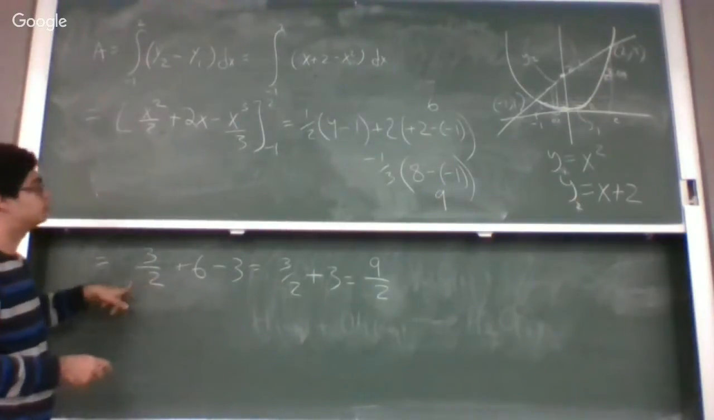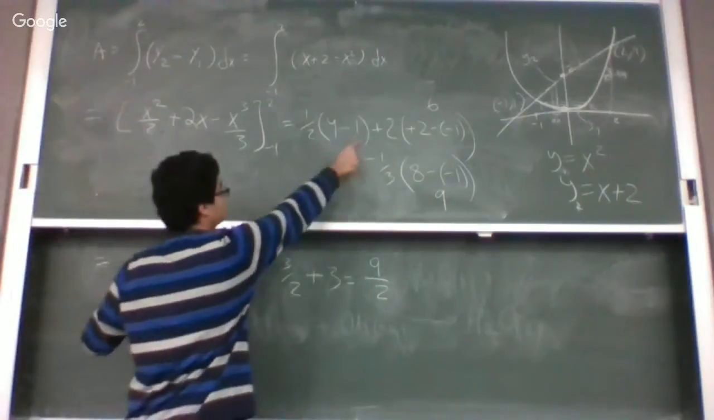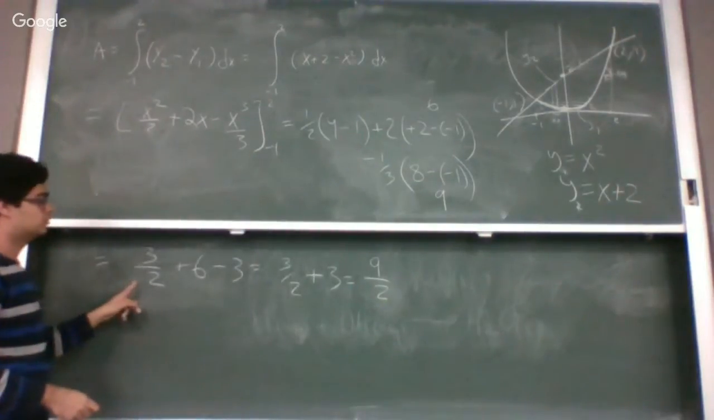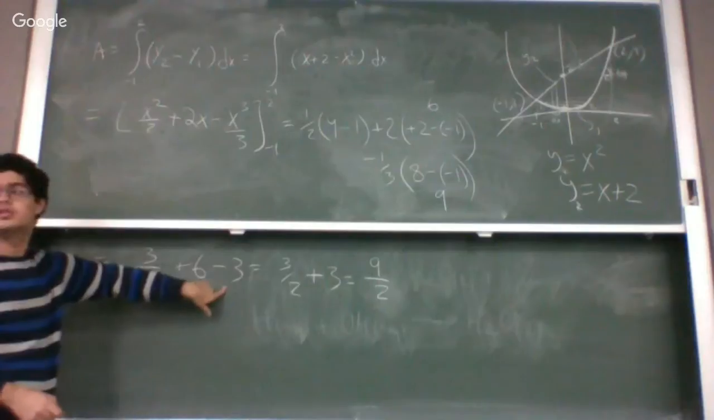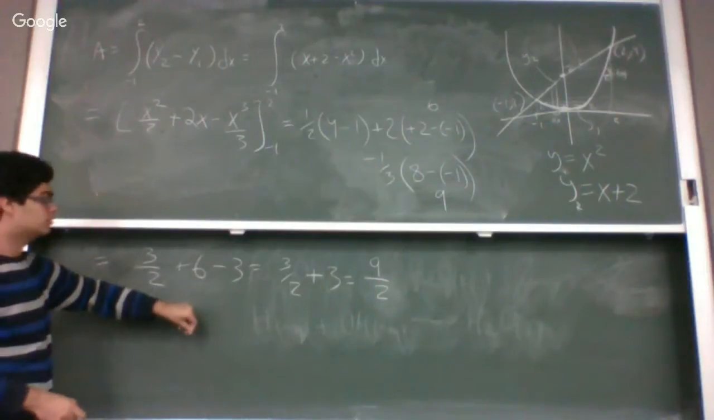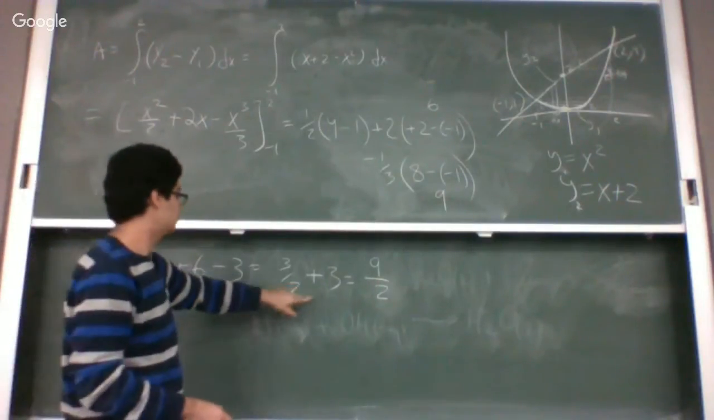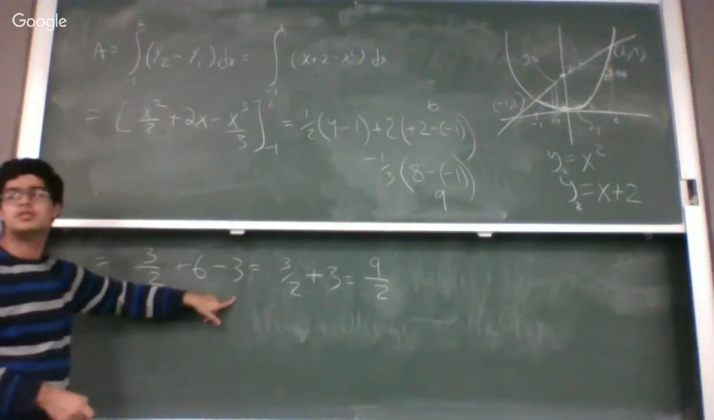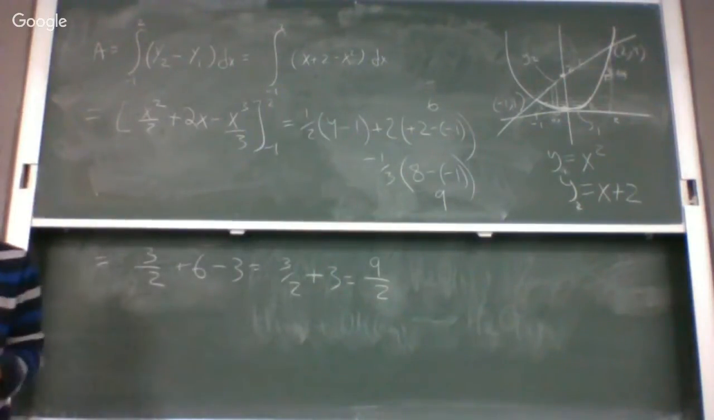Plus 3 halves, that's this part. 6 minus 3. Any questions on that?